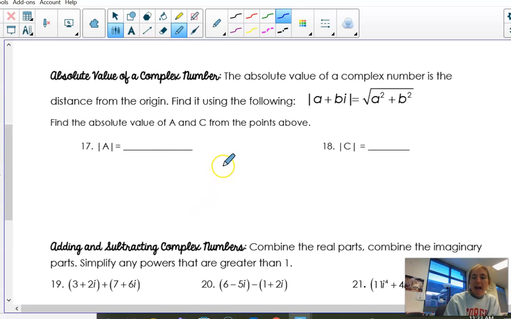All right, next up is the absolute value of complex numbers. Absolute value is the distance from 0, all right? So we can use the square root of a squared plus b squared to find the absolute value of our complex numbers. a is the real part, and b is the coefficient of the imaginary part.